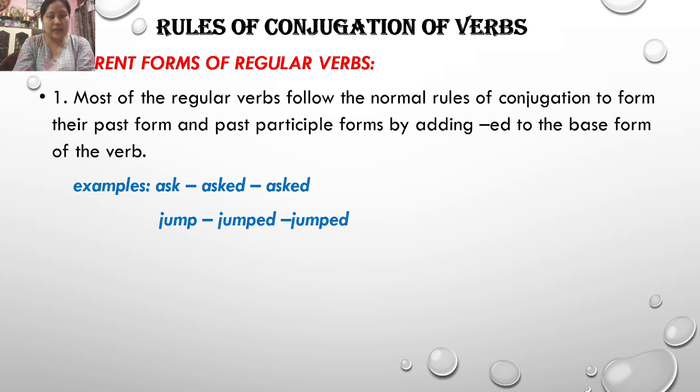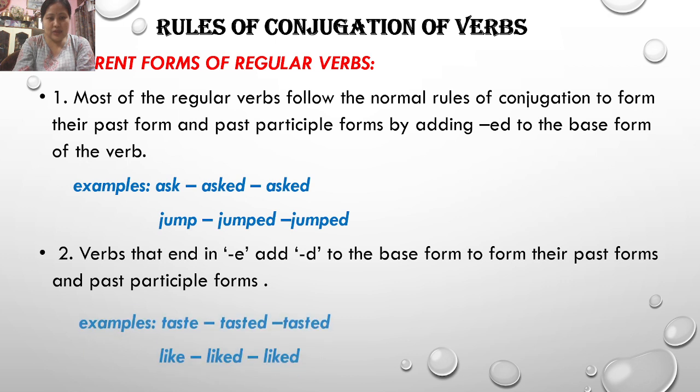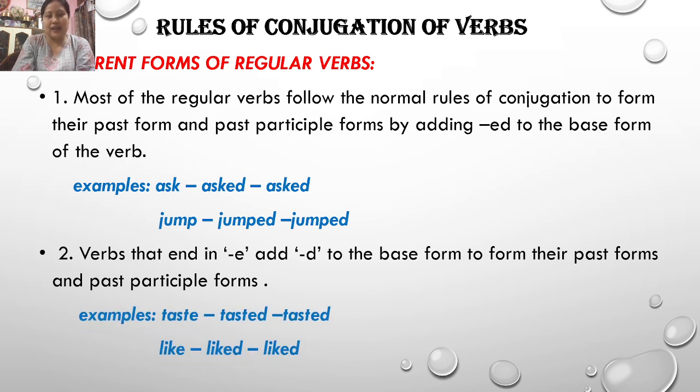There is another type of regular verbs that ends in e. Then they add the suffix d to the base form to form their past form and past participle form. Let's see the examples. Here the verbs taste and like are both regular verbs that end with e, and so they form their past form and past participle form by adding d after it. So taste becomes tasted, both the past form and the past participle form.